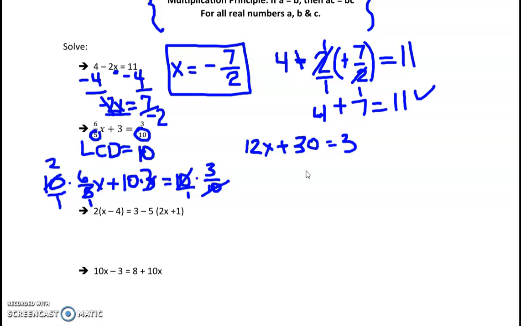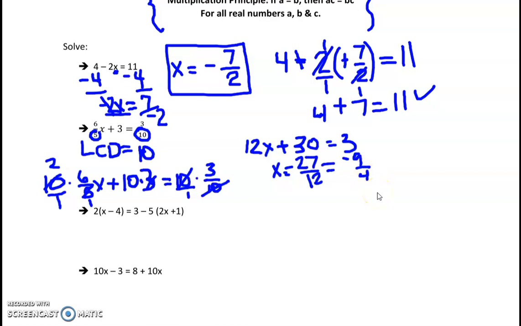We're just going to subtract the constant, which is 30, and then divide by 12. So I'm going to do those steps real quickly. And actually, I'm just going to skip ahead to the answer. So subtracting 30, I get negative 27. Divided by 12, I get negative 27 over 12. x equals, and 12 and 27 both divide by 3, so I get negative 9 over 4 as my solution.